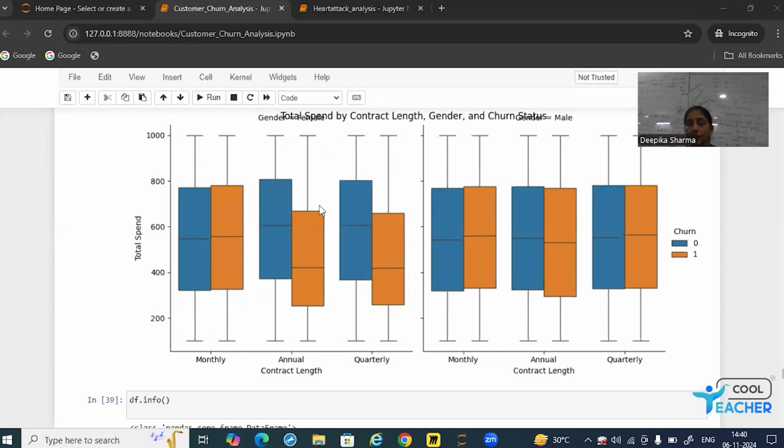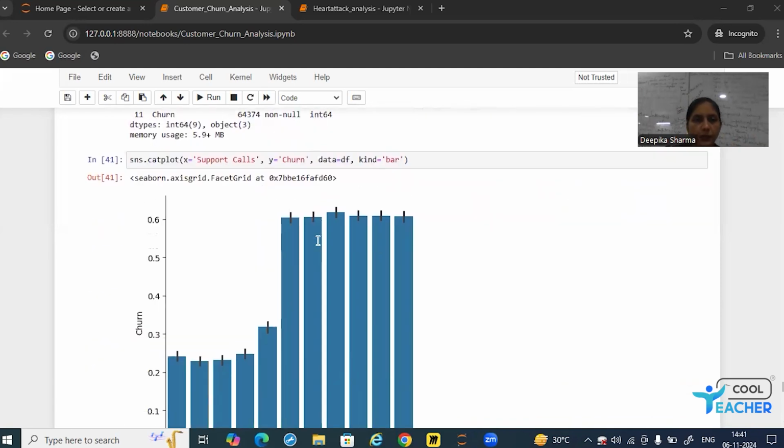So one should think about how to convert the female customers to annual or quarterly subscriptions so that they do not leave the particular platform or services. In the kind plot here, I'm also checking how many support calls are going and, accordingly, what the churn rate is.